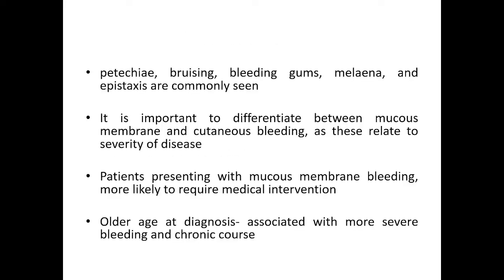Petechiae, bruising, bleeding gums, melena, epistaxis are commonly seen, and it is important to differentiate between mucous membrane and cutaneous bleeding, as these relate to the severity of bleeding. Wet bleeding, meaning mucous membrane bleeding, is severe. A patient presenting with mucous membrane bleeding is more likely to require medical intervention. Older age at diagnosis is associated with more severe bleeding and a chronic course, and more chances of secondary causes also in adolescents or adults.